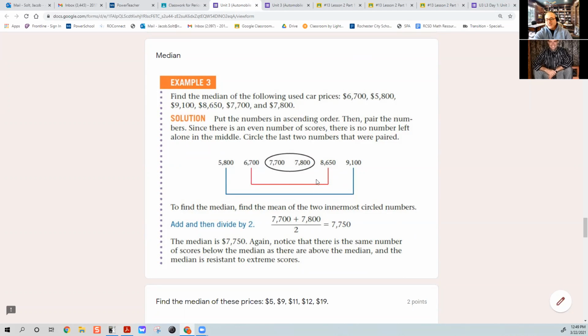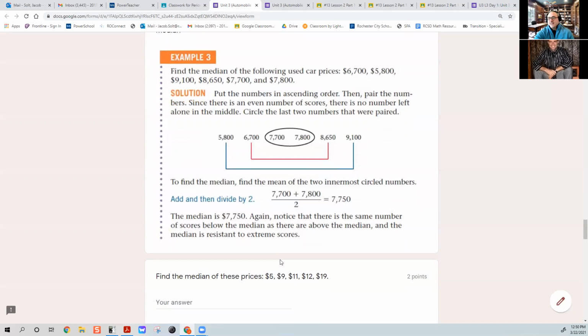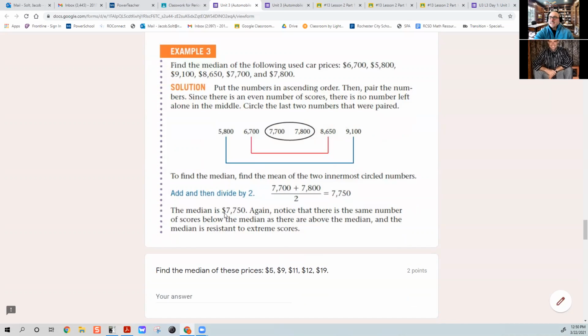When you end up with this situation, here's what you got to do. You got to add the 2 numbers up and divide by 2. You're essentially going to find what's the middle number in between these 2 numbers. So you add these 2 numbers up, divide by 2, voila, you have the median, 7,750. All right, so the median of this one is 7,750. That's what happens when you have an even number of values in your data set. You're going to find that you're going to have 2 numbers in the middle. You're going to have to add them up and divide by 2.